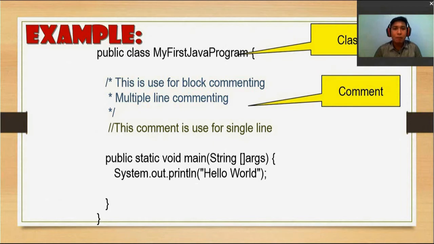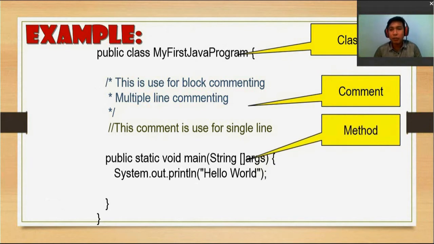Example, we have a paragraph of comment or a series of sentences of comment. We can use the slash asterisk and asterisk slash at the end. And the other way is used for a single line comment, which is the two slashes. Next is the method. From this method, everything is manipulated, or every code in your program must be written inside the method.